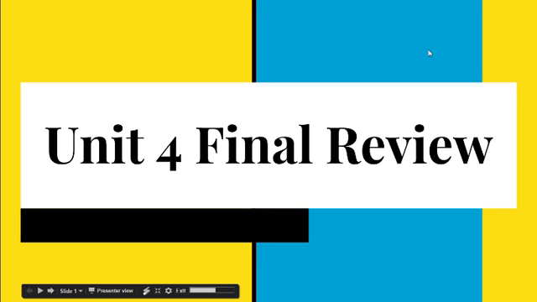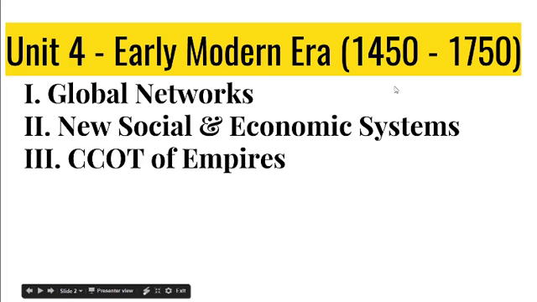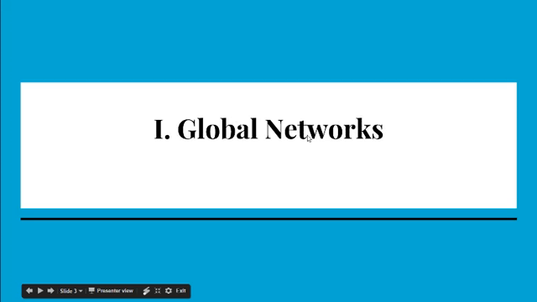All right, here we go with our Unit 4 video lecture reviewing the early modern era that goes from 1450 to 1750. We have 4 parts. We have 2 parts dedicated to the global networks, and then the other parts dedicated to numbers 2 and 3 that you see on your screen. Those 2 and 3.